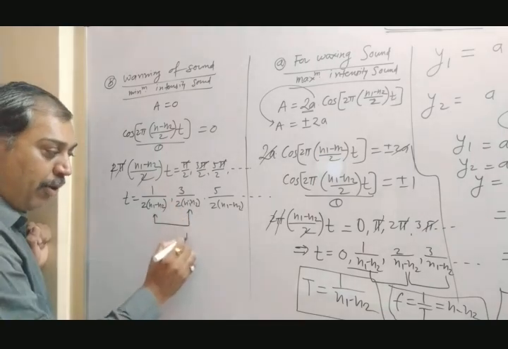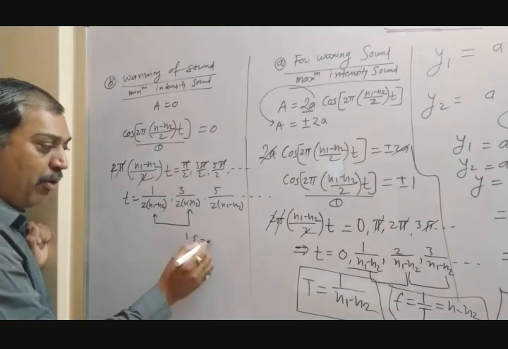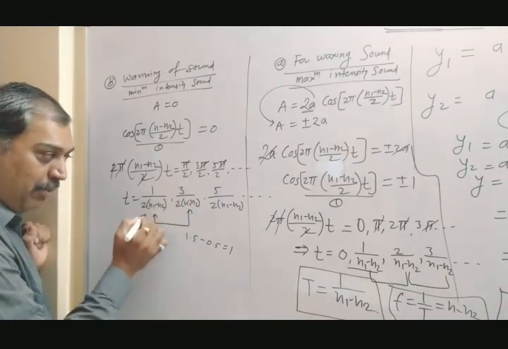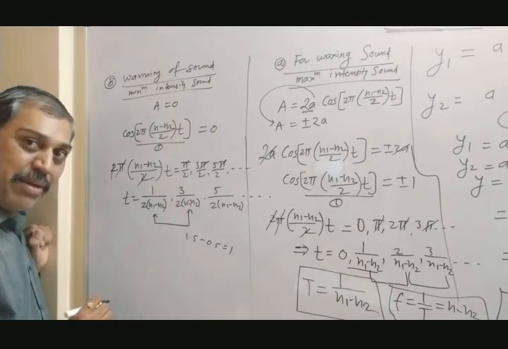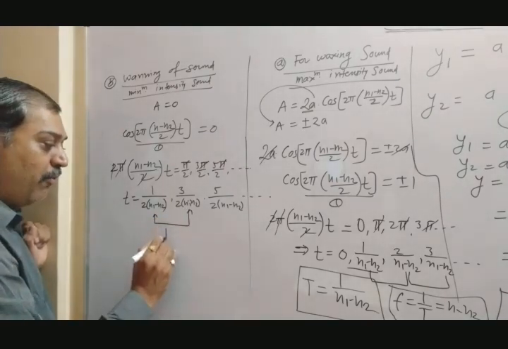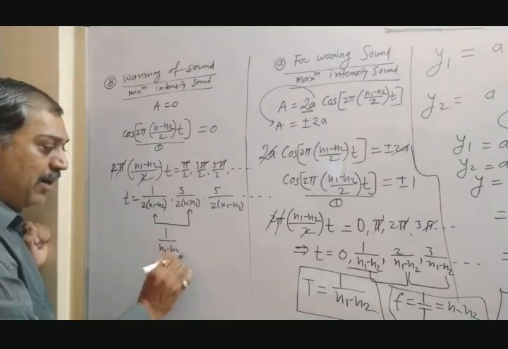So 3 by 2 means 1.5 and 1 by 2 means 0.5. It comes to be 1. We have just 3 by 2 minus 1 by 2. n1 minus n2 remains the same. So what is the difference between these two? The time period should be 1 divided by n1 minus n2.